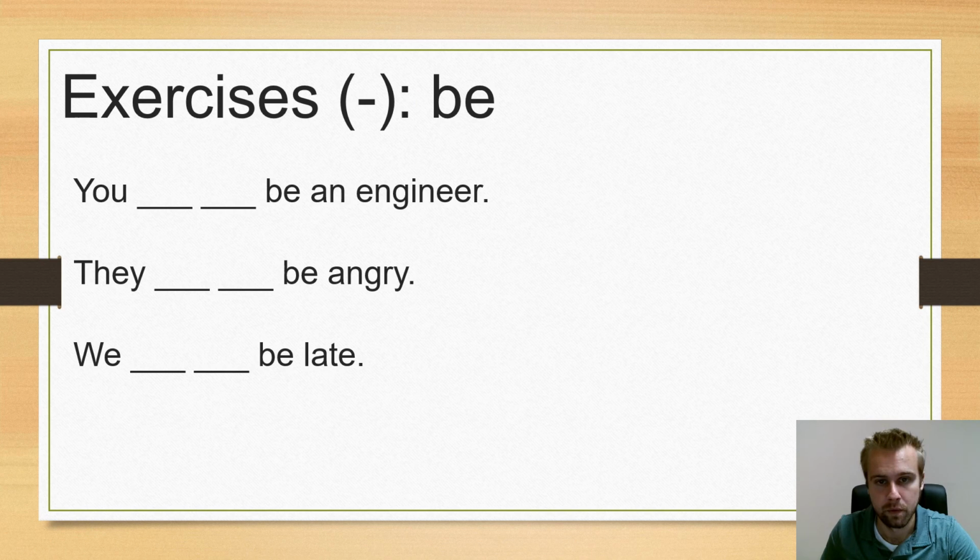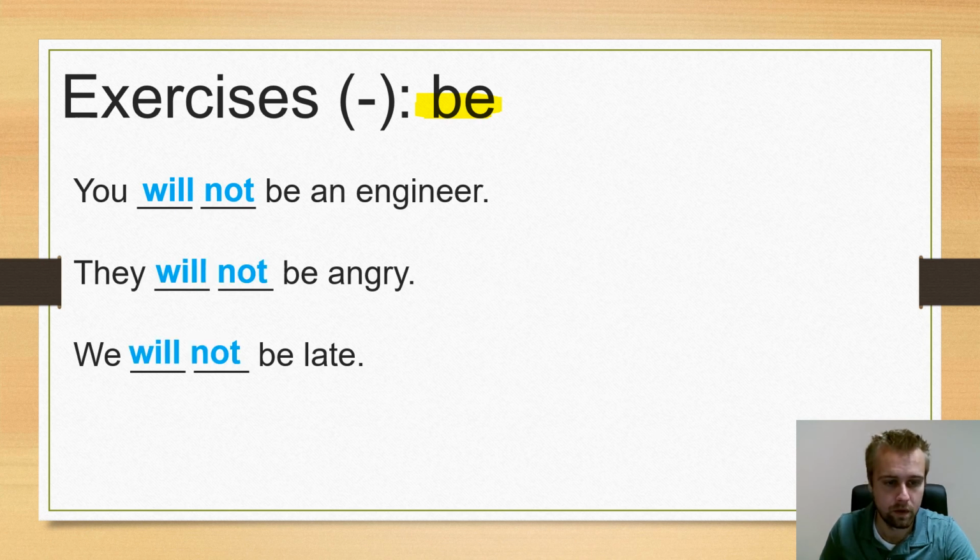Now we will use the verb be. You will not be an engineer. They will not be angry. We will not be late. You will not be an engineer.